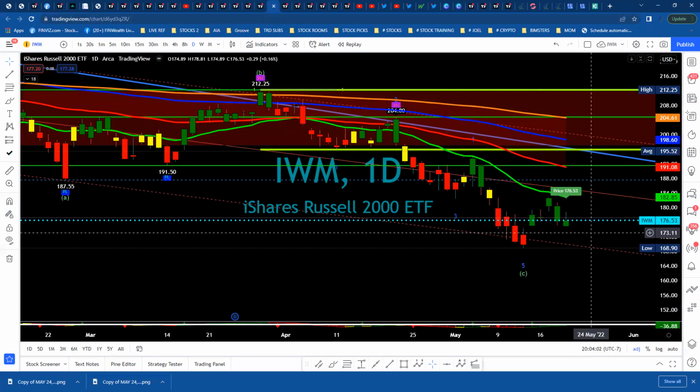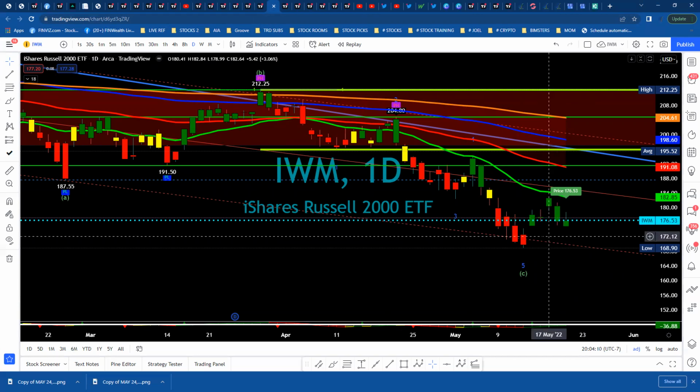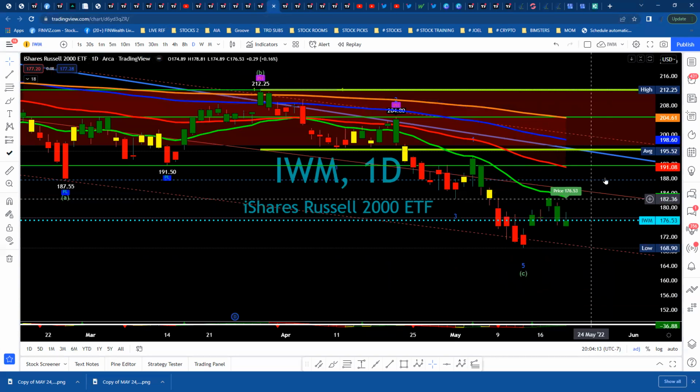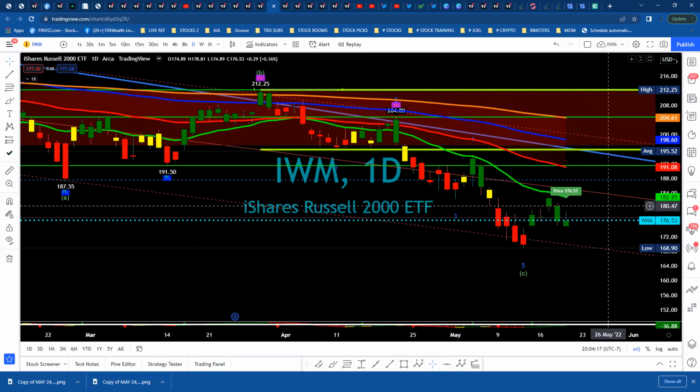IWM, so Russell 2000, small caps. As you can see here, we've been pulling down for 3 days and closing lower. So, has this become a lower high and we bounce off of here, or do we continue down and possibly create a double bottom situation again down here towards 168?